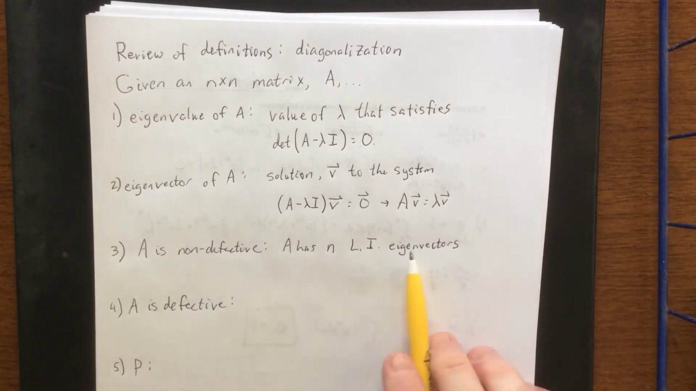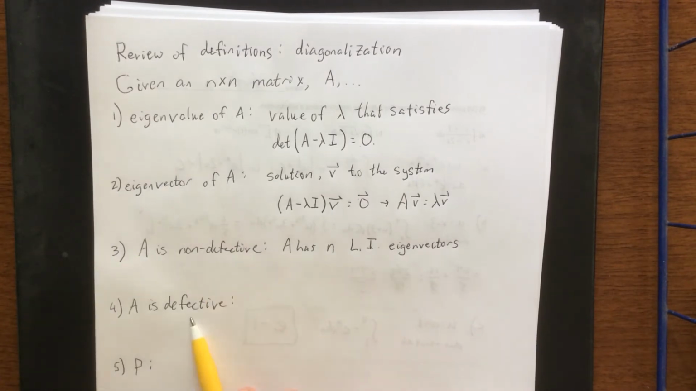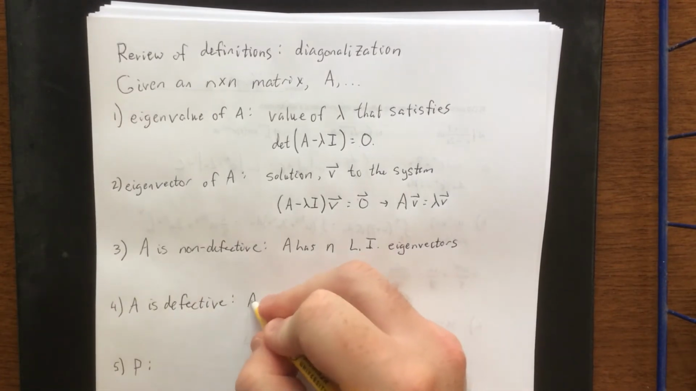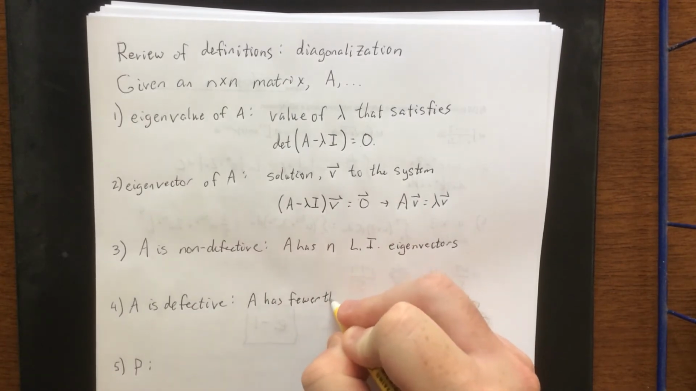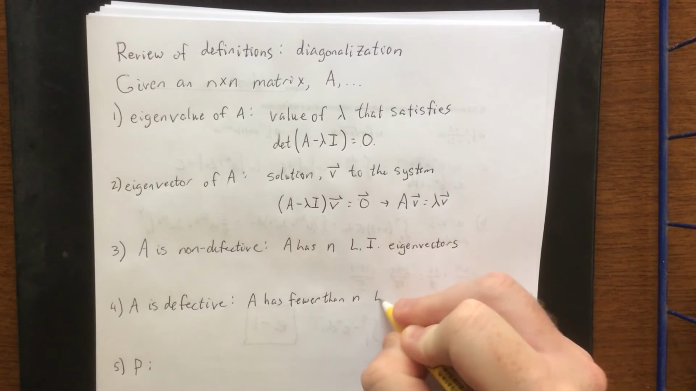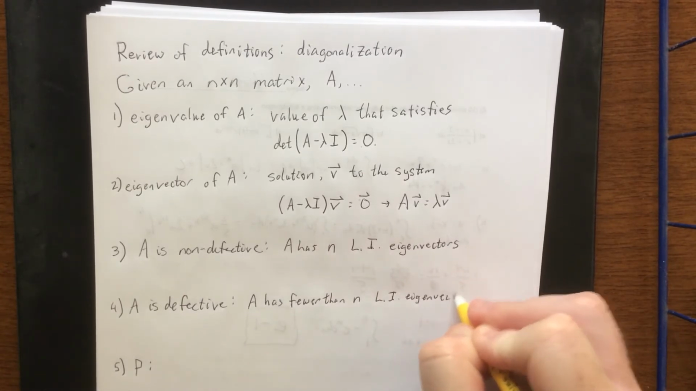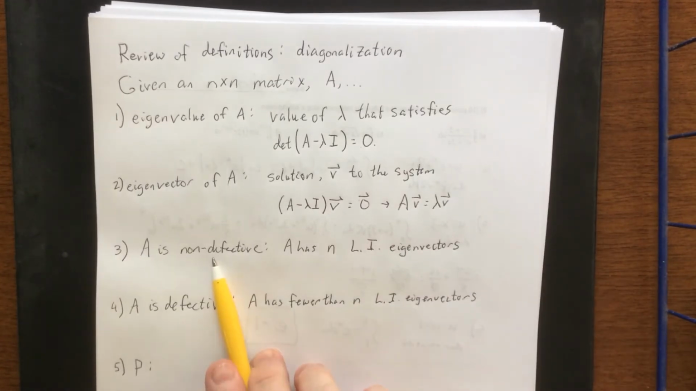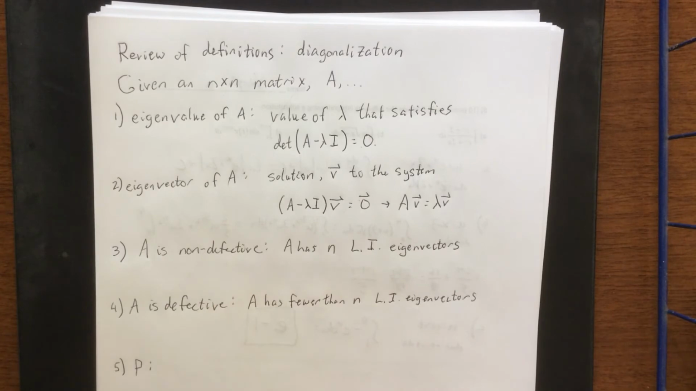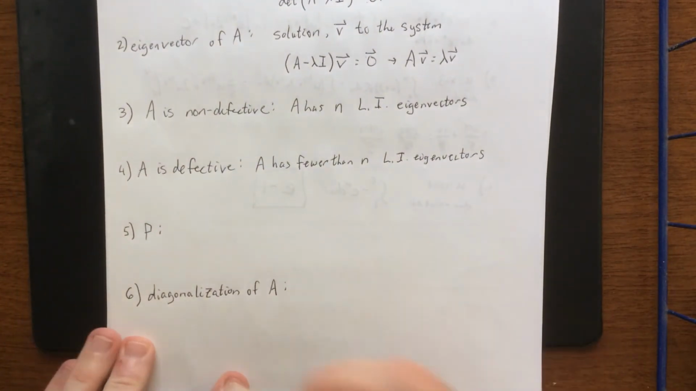In the case that it does have n linearly independent eigenvectors, it is non-defective. So the opposite of that would be defective. A has fewer than n linearly independent eigenvectors. Now, ideally, for situations of diagonalization, we need to have that A is non-defective. And the reason that we need that is for the generation of n by n matrix P.